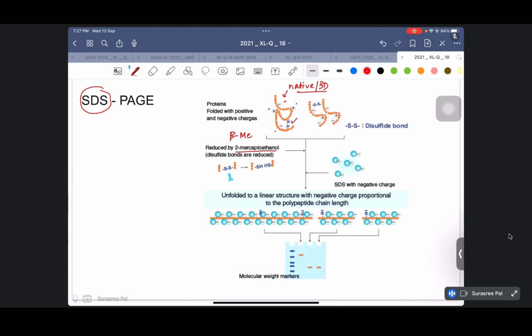But that is also done, and that is called native PAGE, or we also call it non-denaturing PAGE, where the proteins are not separated according to their molecular weight, but the proteins run in their 3D form, in their 3D structure. However, in SDS-PAGE we do not do that. SDS-PAGE is a denaturing type of PAGE.